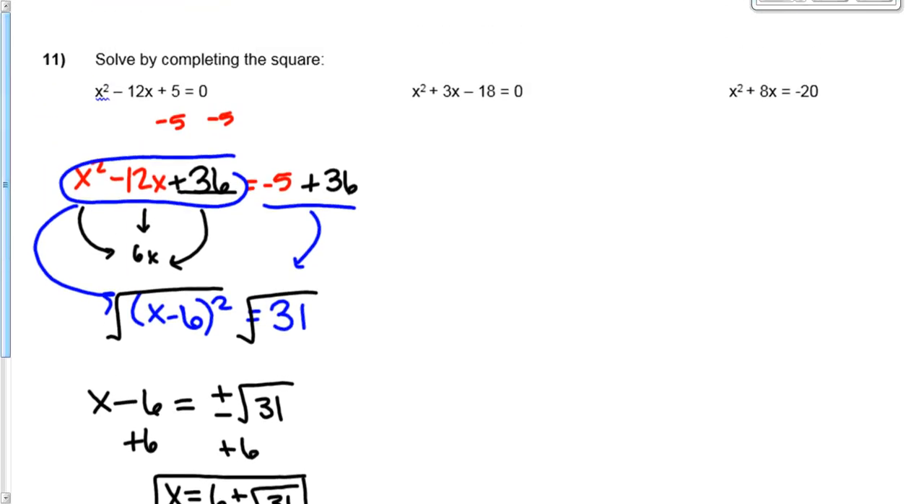Again, I want a perfect square trinomial. 18 is not a perfect square, so I need to move it over. I'm just going to get rid of it for now. Set it on the side. So x squared plus 3x plus something gives me 18. Well, I want this inside to be a perfect square trinomial, right?